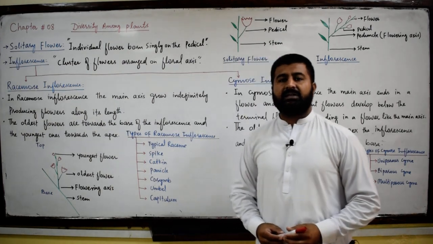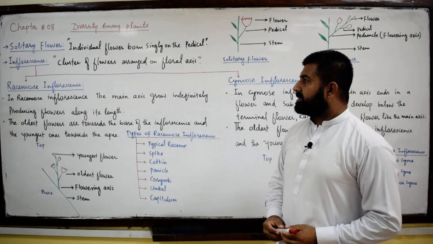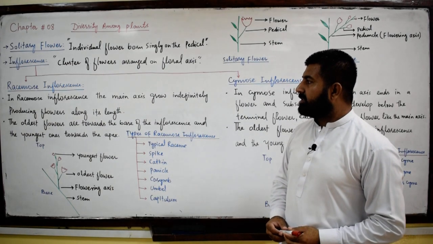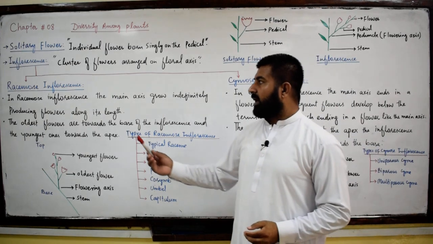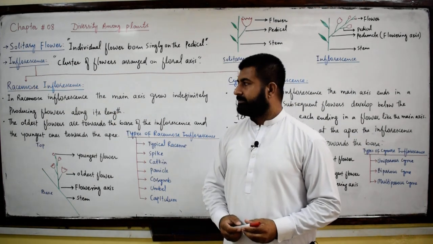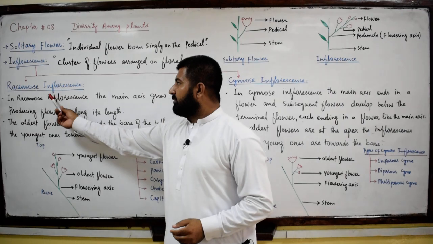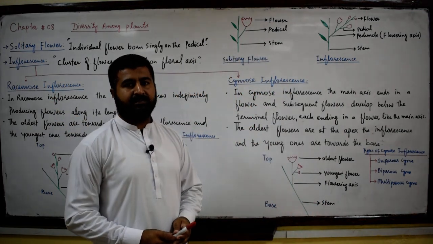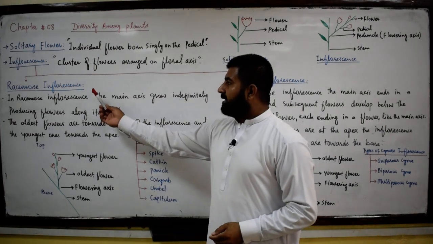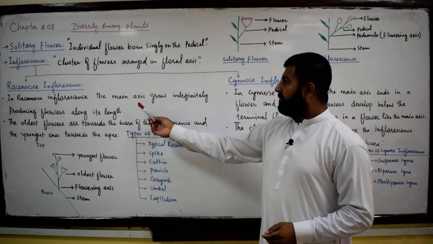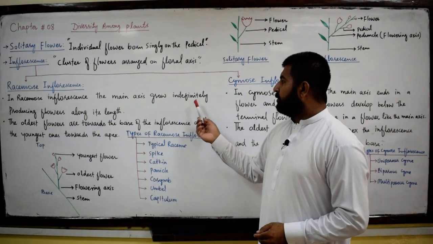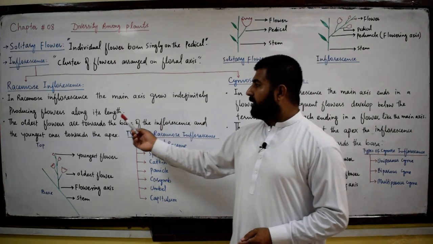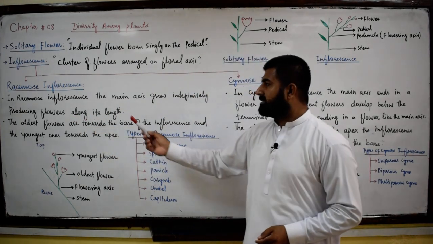Inflorescence is further divided into two types on the basis of arrangement of older flowers and younger flowers. That is racemose inflorescence and cymose inflorescence. In racemose inflorescence, the main axis grows indefinitely, producing flowers along its length.